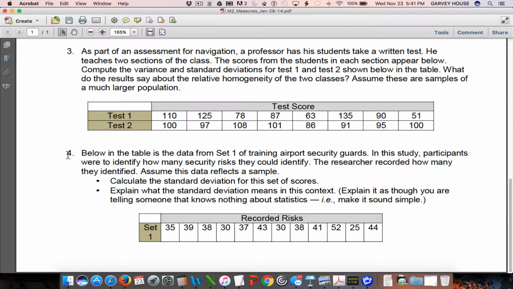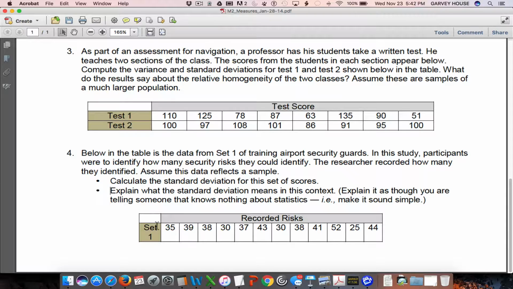In problem 4, you're asked to compute the standard deviation for these scores. But more importantly, this problem is asking you to explain the standard deviation, not only in context, but also as if you were explaining this to someone who had no background in statistics. So let's look at the context of the problem.